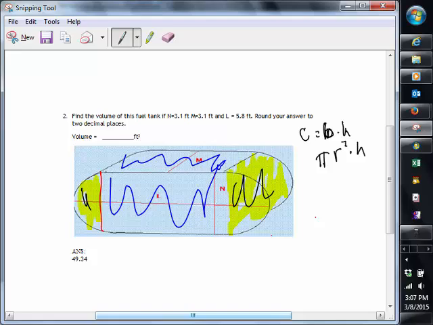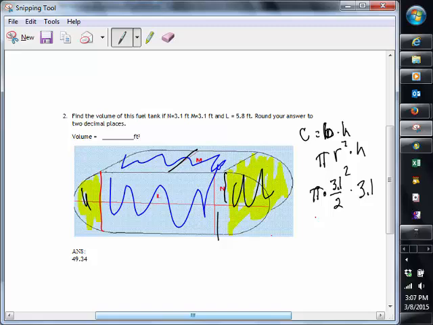Okay, so for this cylinder, the radius is half of n. So it's pi times 3.1 over 2, because n is all the way across, so the radius would be half of that, squared, times the height of that cylinder, which is this distance m. M is 3.1. We're going to add to that the volume of the box.